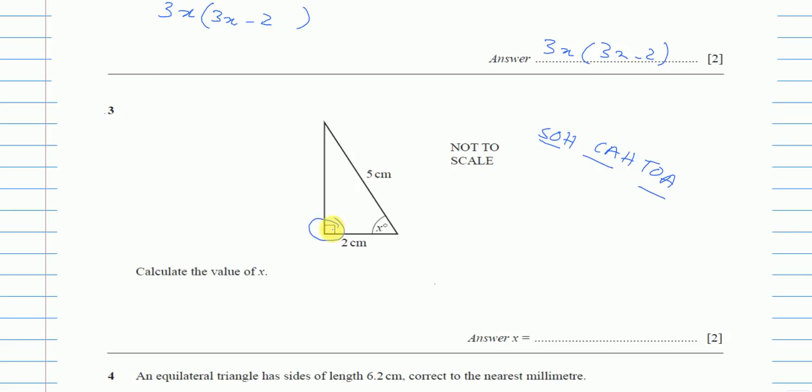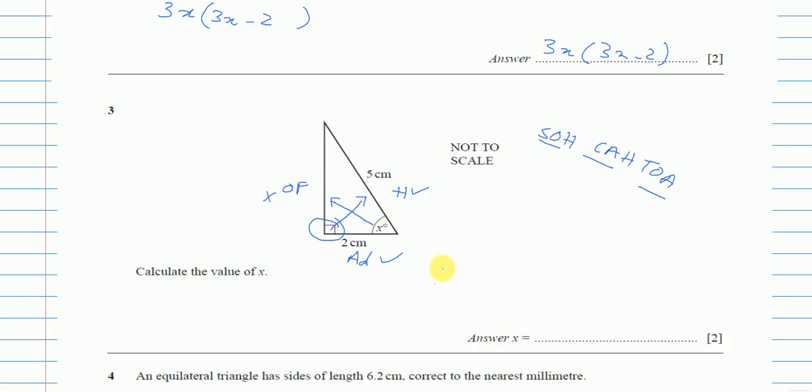Hypotenuse is the largest side, and it is always the side which is opposite to the 90-degree angle. This is my hypotenuse. Then the angle which is given or the angle which we are looking for, the opposite side of the angle is the opposite side. Then the remaining one is the adjacent. So which ones do we know? We know the hypotenuse and the adjacent, and we don't know the opposite. So we will use the formula which has hypotenuse and adjacent, which is cos.